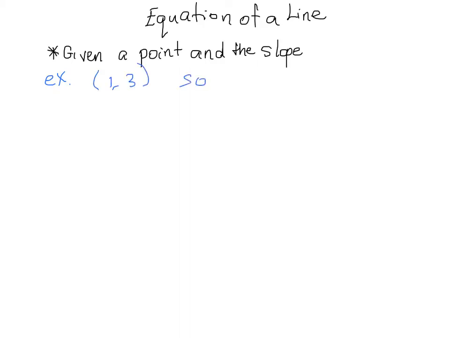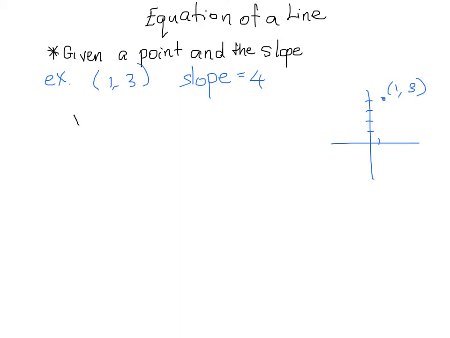slope of 4. So that means if we were to graph this line, we would have it passing through the point (1, 3), and it would have a slope of 4. I'm not going to draw it because I actually don't know the y-intercept yet, but we can figure that out. How will we do that?